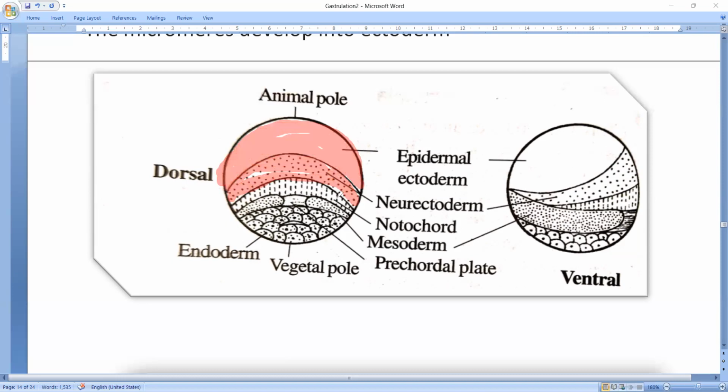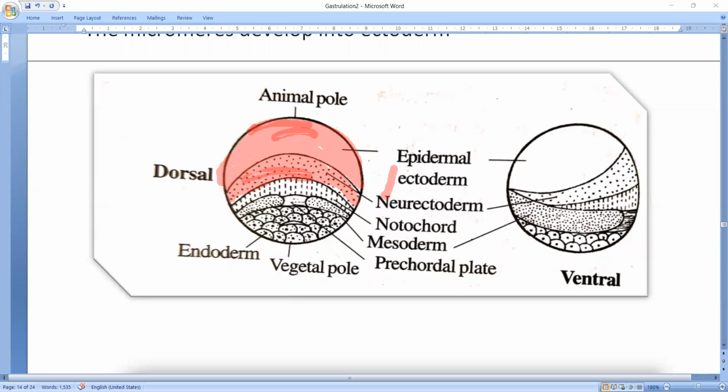Okay, so above the notochord, this area is actually the ectoderm. Later, just like the notochord from the mesoderm, from the ectoderm comes the neurectoderm, which is also part of the ectoderm. So the neural plate forming, the central nervous system producing, neural region of the ectoderm is separated and it will form what is called neurectoderm.